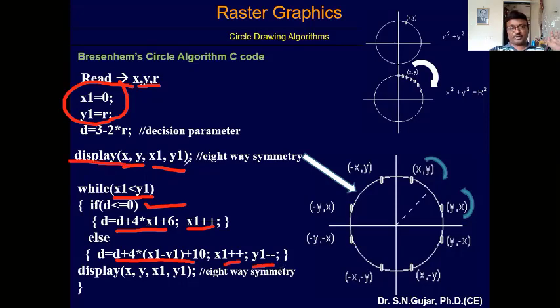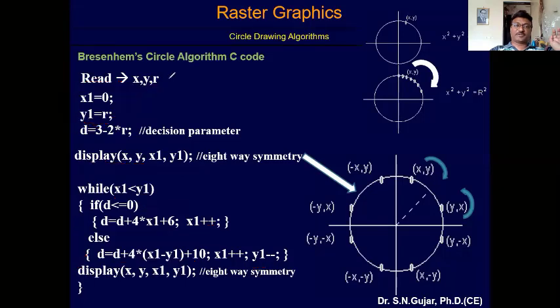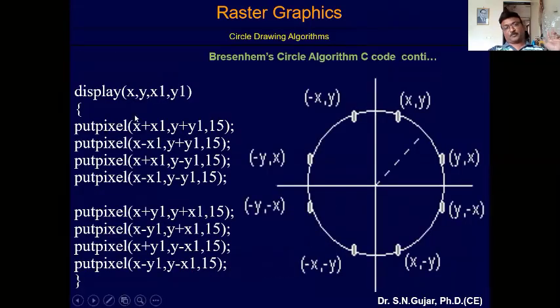See that I am putting the function call 2 times, one outside the while loop and one inside the while loop. This function will draw the pixel by using putpixel. You have to use putpixel 8 times: plus plus, minus plus, plus minus, minus minus. Then change the value of x1 with y1, and again change the value of y1 with x1, and call this 4 times and close your display function.